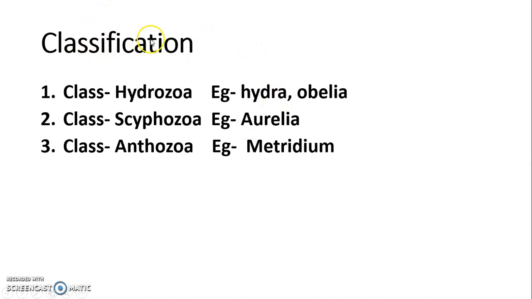This phylum Coelenterata is classified as three classes: Hydrozoa, Scyphozoa, Anthozoa. Hydrozoa has the examples Hydra and Obelia. Scyphozoa, example Aurelia. Class Anthozoa, example Metridium.